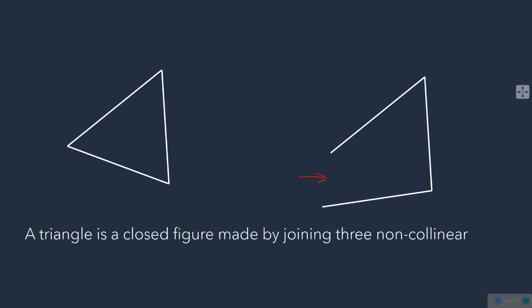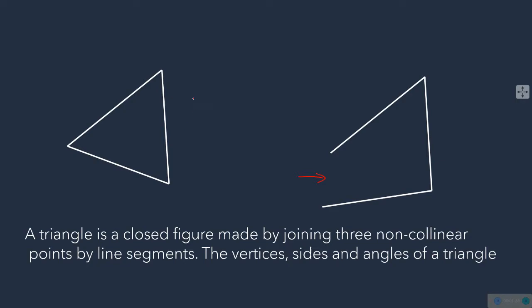In definition also, a triangle is a closed figure made by joining three non-collinear points by line segments. That means we should consider that there is a point here, there is a point here, there is a point here. All these points are not in a line, that is why non-collinear, and joined by line segments. These line segments make the sides of a triangle. And the vertices, this is one vertex, another vertex, where the line segments are joining, and sides, which I already marked, and the angles, these are the angles, are really the parts of a triangle.